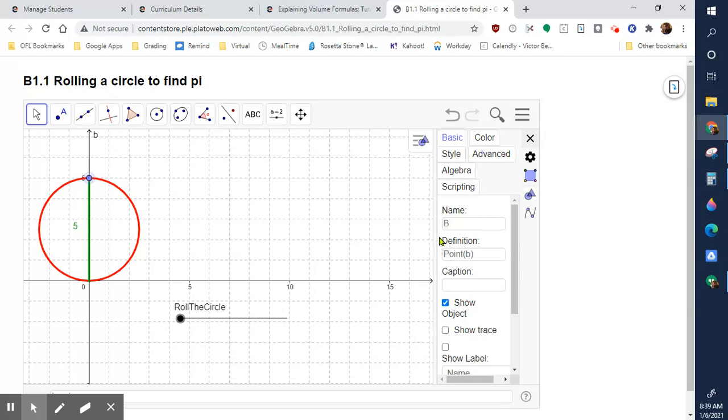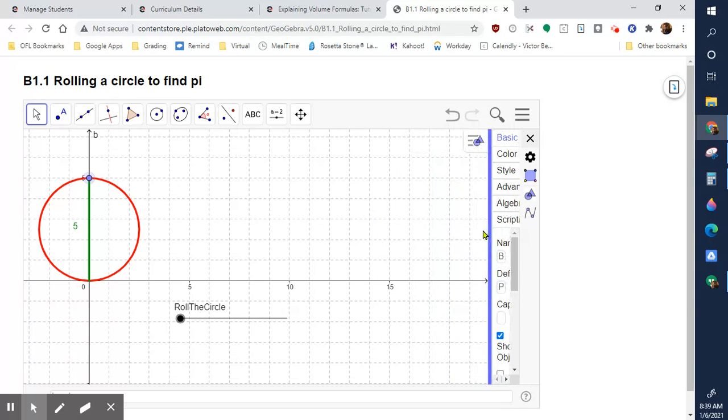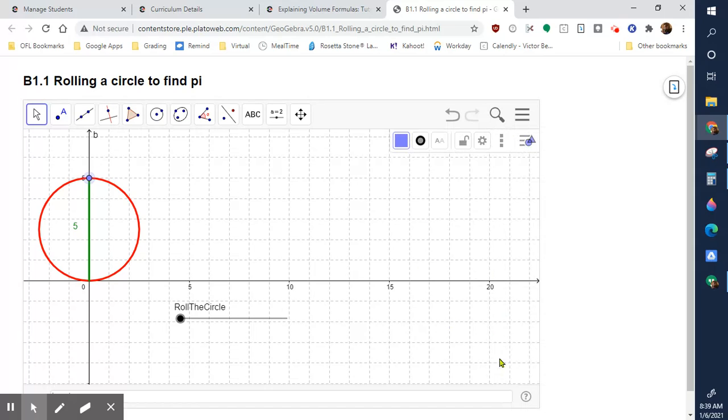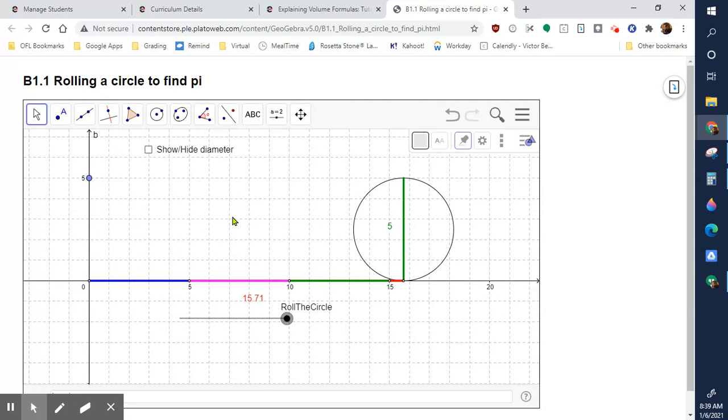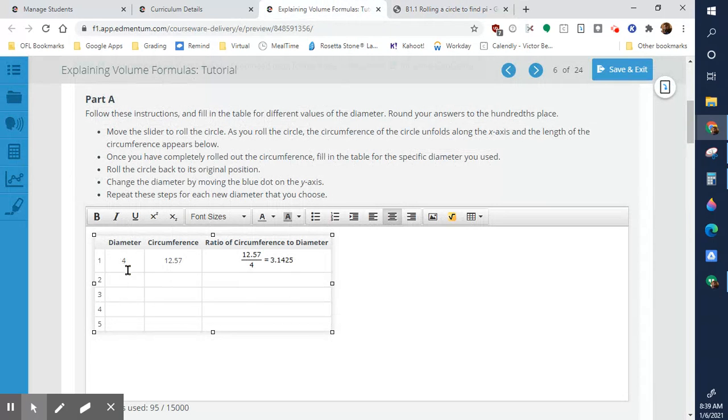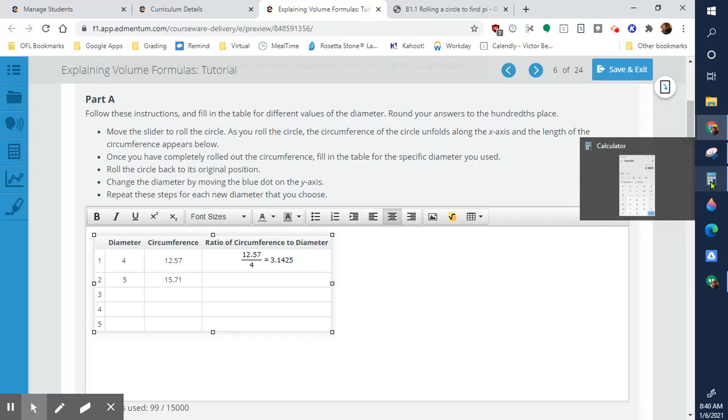So what I'm going to do here, oof, that's not going to be enough room. I'll just close this for now. Perfect. So let's roll this. And we get 15.71. All right, so I'm going to change my diameter to 4, and I'm going to get 15.71. And now I want to know my ratio, so again, I'll pull out a calculator.